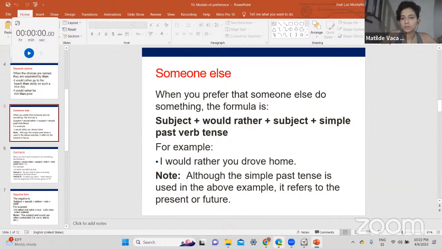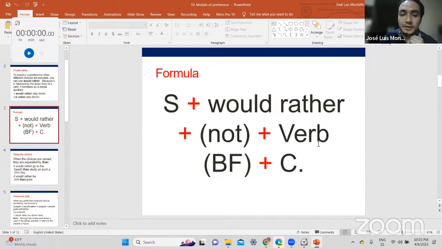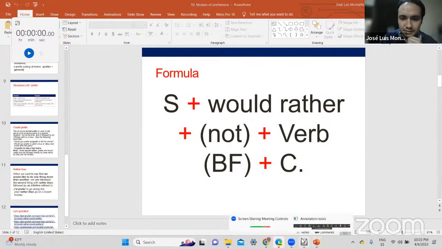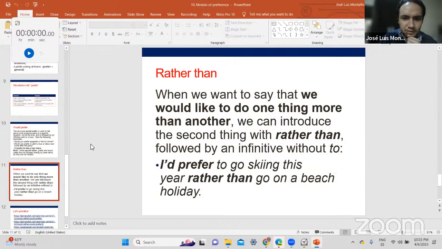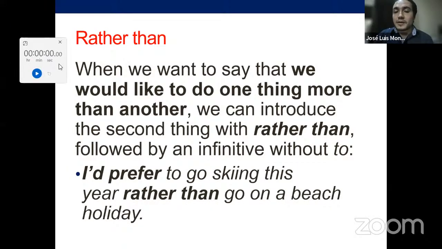No, I don't think so. Okay, so let's go one more time, please, to our document. Just in case, I am going to be here with would rather. Now you have actually would rather in the document. I'm going to be here with would prefer and rather than. All right, so again, you tell me if you're ready and we can start with the timer.